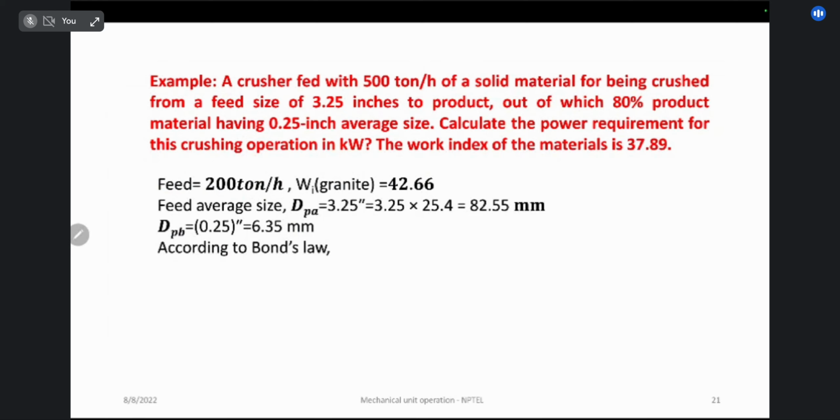Now a crusher is fed with 500 ton per hour of a solid material being crushed from a feed size of 3.25 inches to a product of which 80% has 0.25 inch average size. This is the feed diameter, this is the product diameter, 80% diameter. We can use the work index calculation to calculate the power requirement for this crushing operation in kilowatt. We need to consider the power in kilowatt. In Bond's law with work index, the value of P is always in kilowatt, and the work index is given as 37.89. We just need to use Bond's law and substitute the values. Feed is 200 ton per hour.